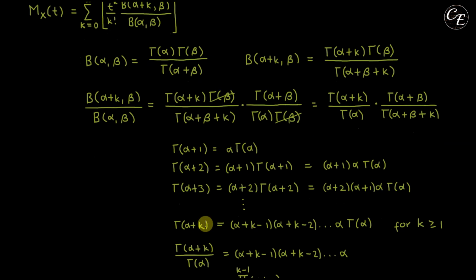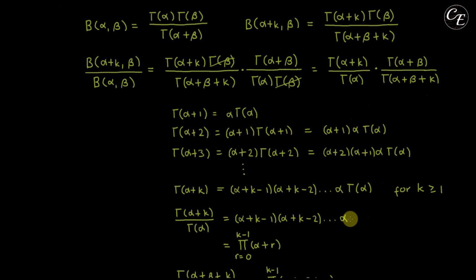Now, from here, big gamma of alpha plus k over this one, big gamma of alpha, is equal to this one, alpha times alpha plus 1 until alpha plus k minus 1. And we have a beta notation for this series, which is product of alpha plus r, in which r starts from 0, which is when this r is 0 we have alpha only, until r is equal to k minus 1, which is alpha plus k minus 1. Then this one can be used to replace this one, which is same with this one.